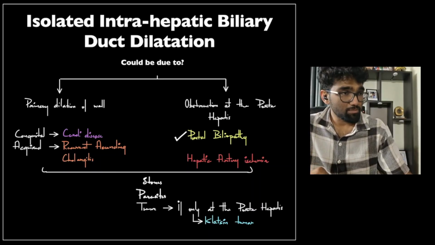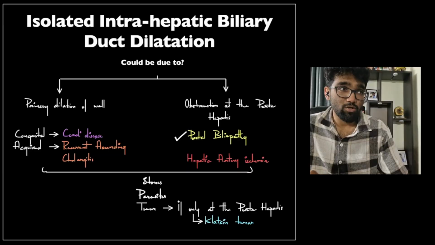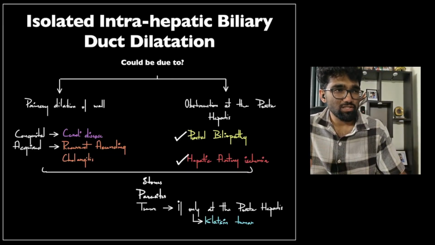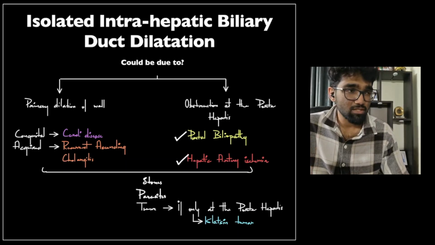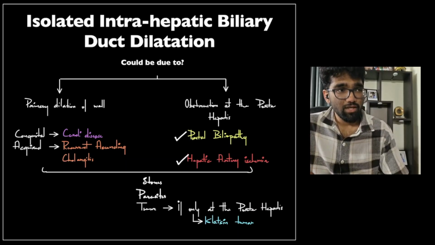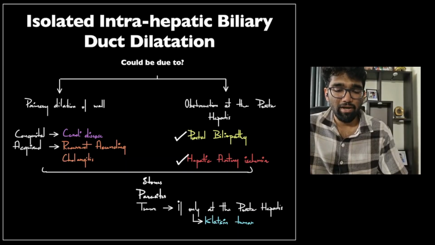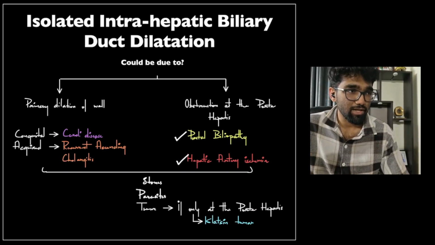The second thing that might happen is the hepatic artery may get occluded. So there might be hepatic artery ischemia. As we've discussed, this causes a cholestatic pattern because the only blood supply of the extrahepatic and the intrahepatic biliary apparatus is the hepatic artery. So if it is occluded, that entire structure will undergo necrosis.